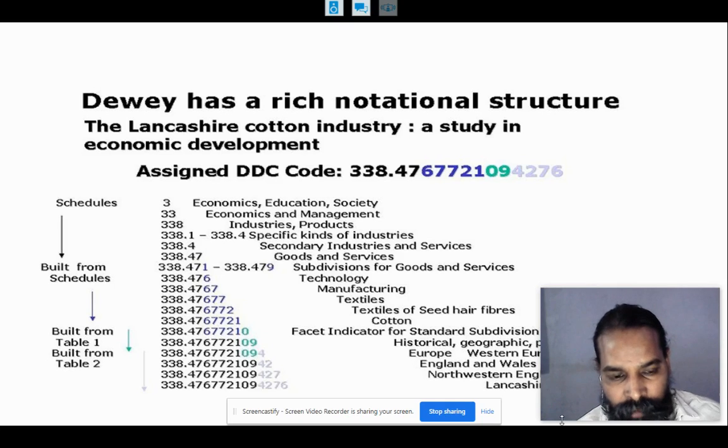So therefore 338.4767721094276 represents Lancashire cotton industry, a study in economic development.